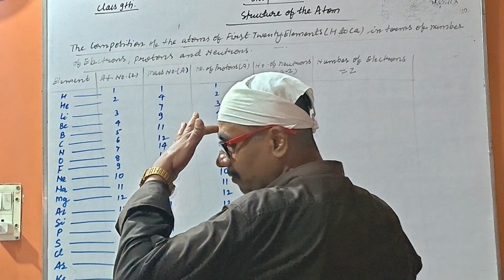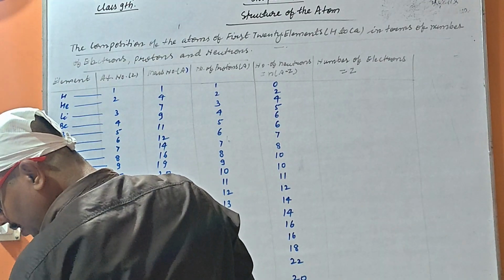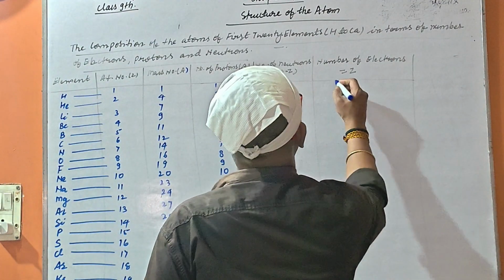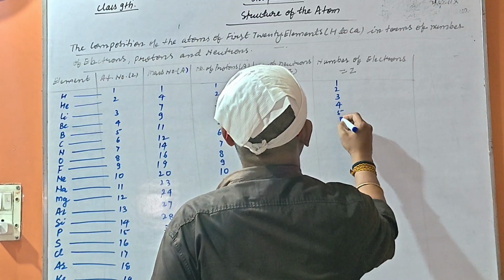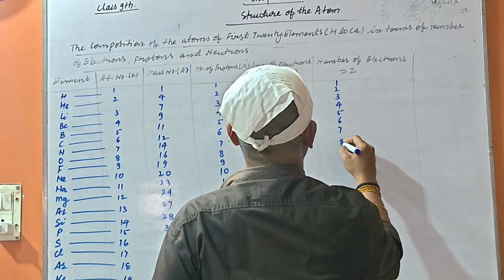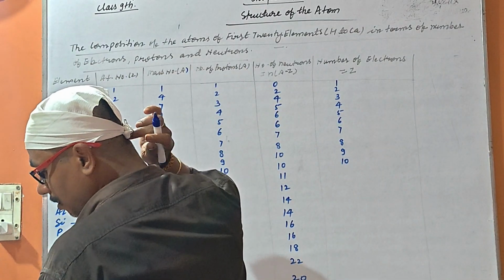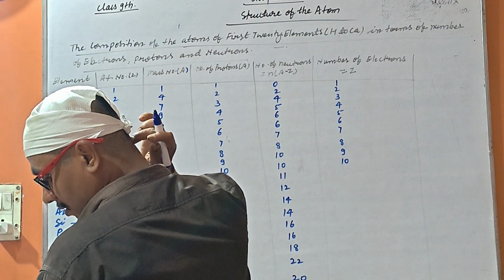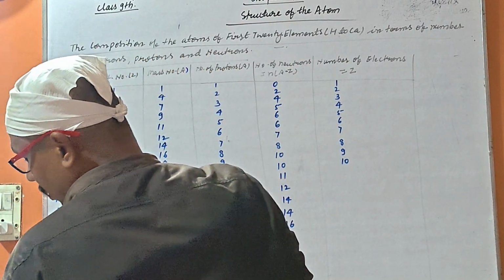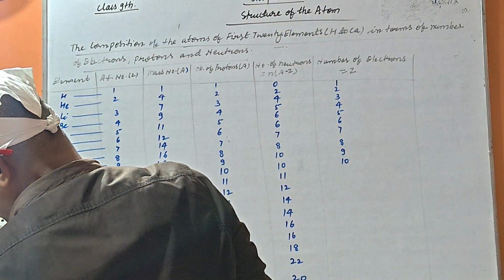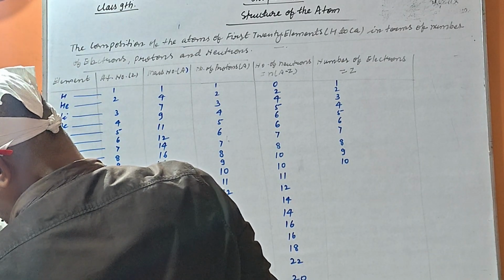After that, the number of electrons: 1 to 10 are the same, 11, 12, 13. The number of electrons are also the same.